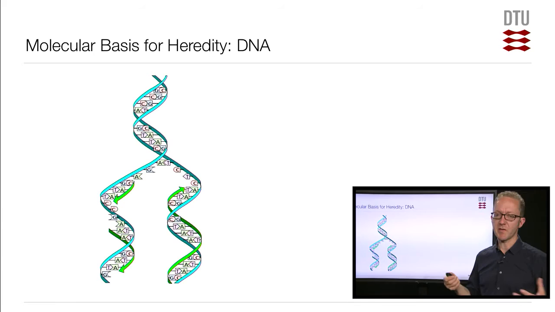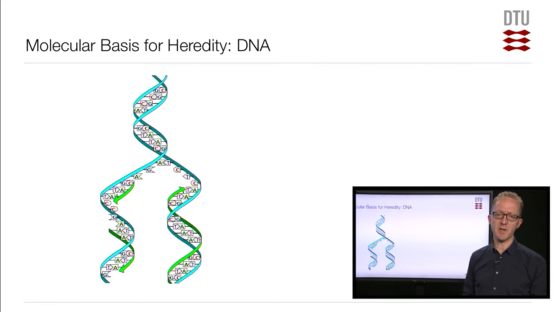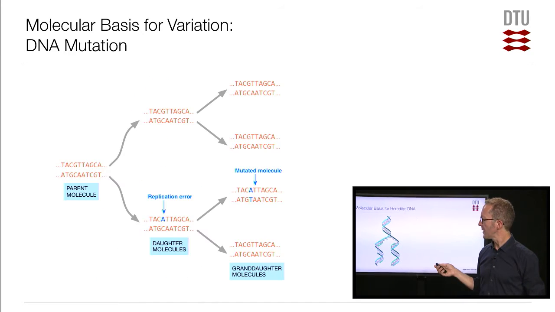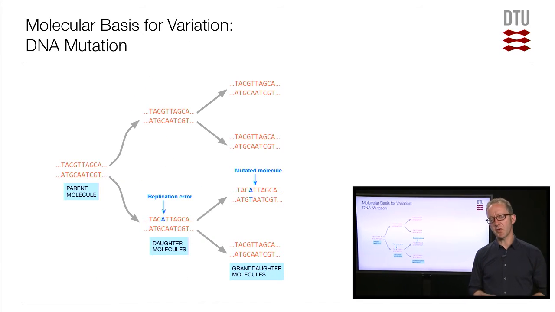This is the reason that a cell, as I said, can make a copy of itself, and this is why you look like your parents. This is why traits are inherited by offspring. Another thing that was not known at the time of Darwin was the origin or the molecular basis for variation. Why do animals in a population look different?